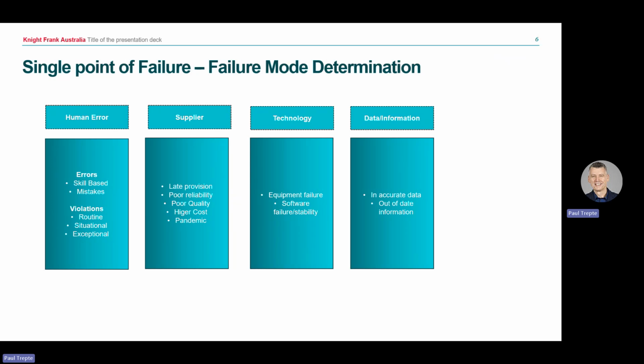Technology failure points can occur in equipment we use for processing or error glitches in the software used. Data or information failure can include incorrect data being provided or information being out of date.